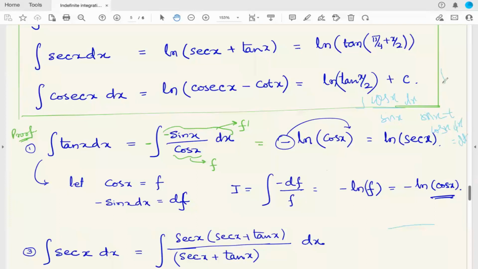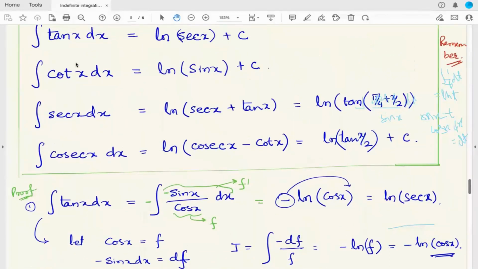So again we get 1 by t dt, this time positive 1. And when we integrate this, what do we get? ln t, and we substitute the value t as sin x. So ln sin x is our integration. I hope you understand that. So the integration of cot x is ln of sin x.